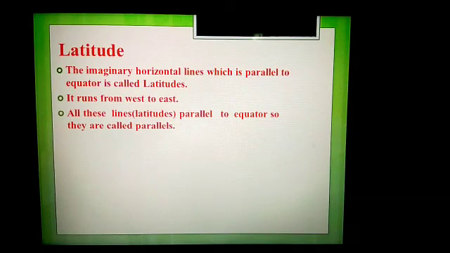The imaginary horizontal lines which are parallel to the equator are called latitudes. Children, I already told you the equator is the first imaginary line drawn on the globe. With the equator as the basis, the other lines are drawn. So it runs from west to east. All these lines are parallel to the equator, so they are called parallels.